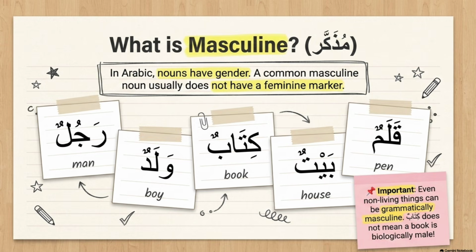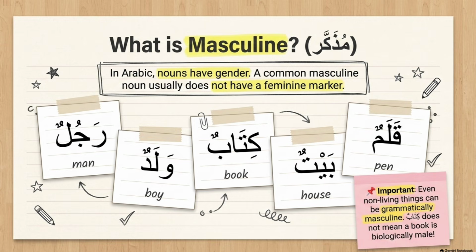Okay, let's start with our very first concept, understanding what is masculine. In Arabic, the word for masculine is muthakkar. I'll say that again, nice and slow, muthakkar. Now here is a really important rule to remember. In Arabic, nouns have grammatical gender. This means even non-living things have a gender assigned to them.